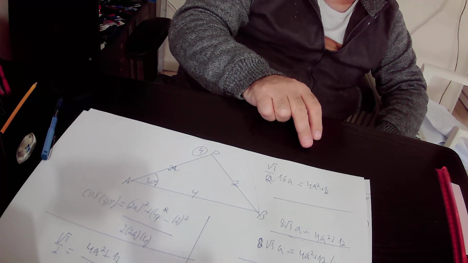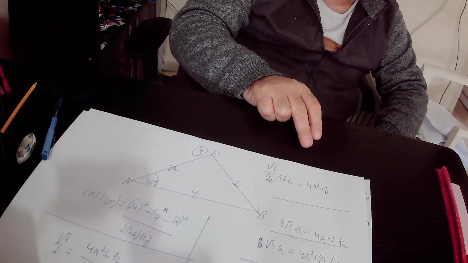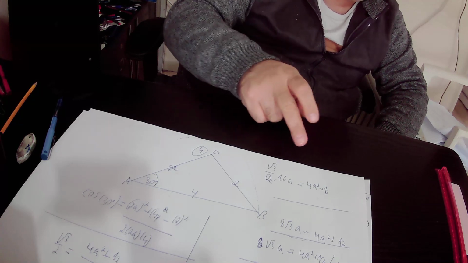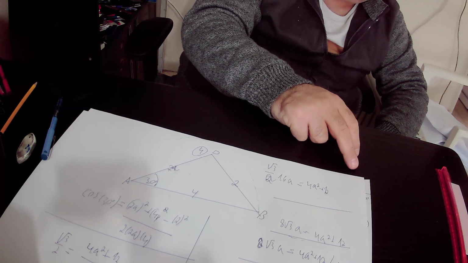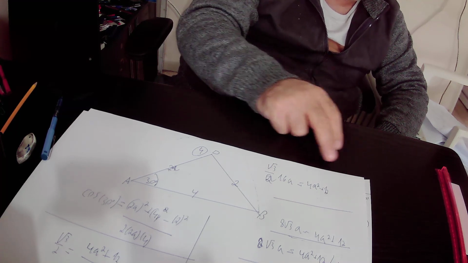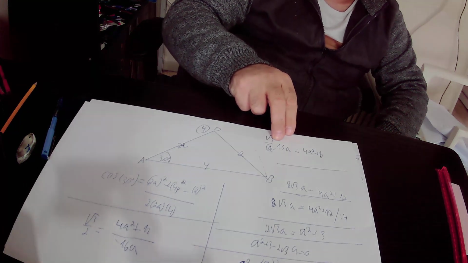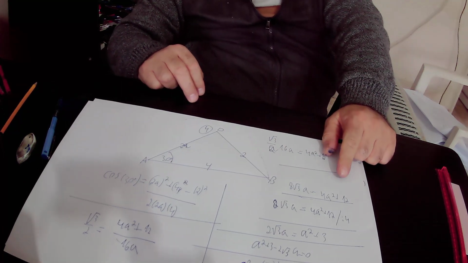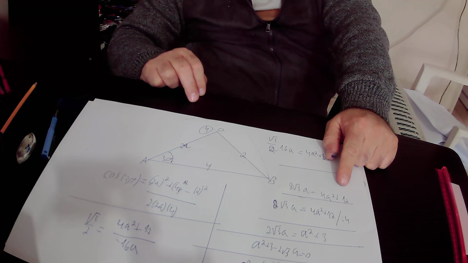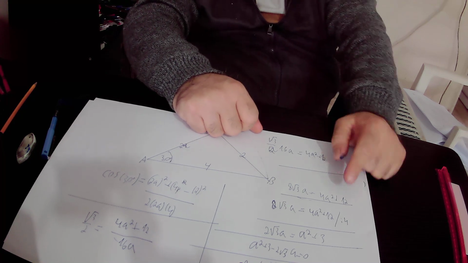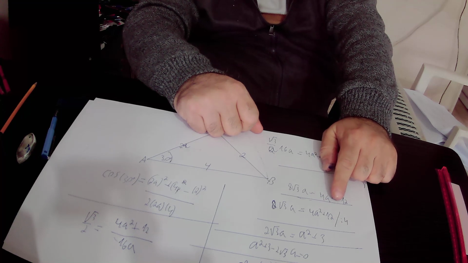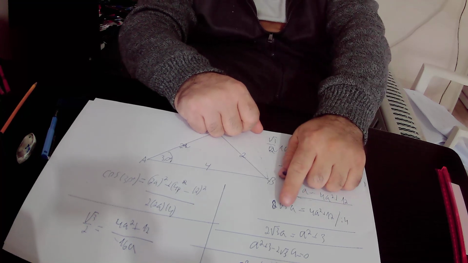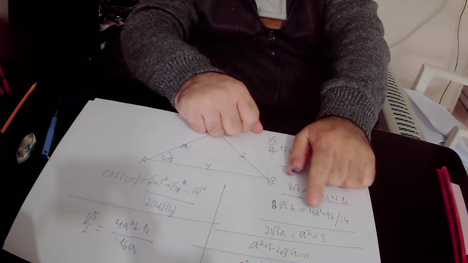Here 16 over 2 is 8. So on this side of the equation we have 8 times square root of 3 times a equals 4a squared plus 12. And here we divided this equation by 4 and we got that 8 over 4 is 2, 4 over 4 is 1, so here we will have a squared, and 12 over 4 is 3. So in conclusion, we got that 2 times square root of 3 times a equals a squared plus 3.